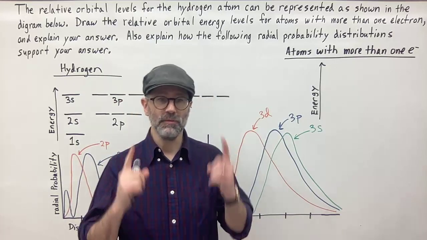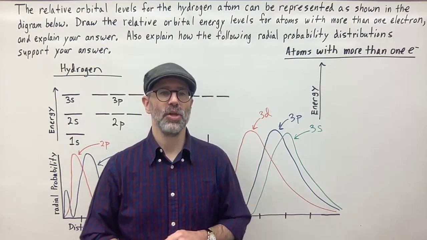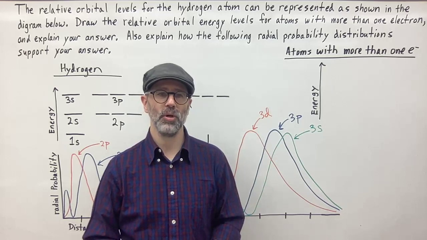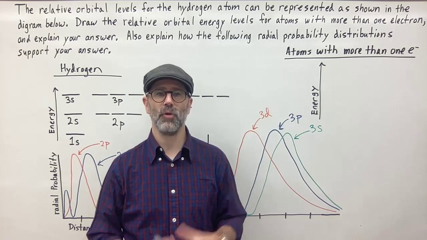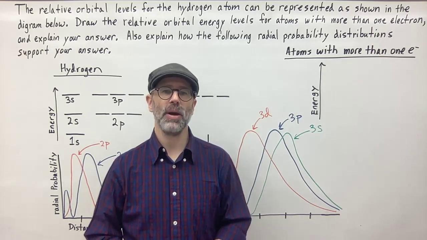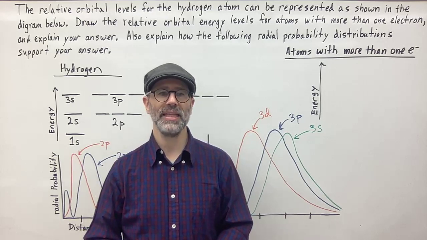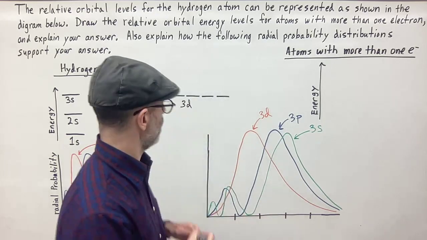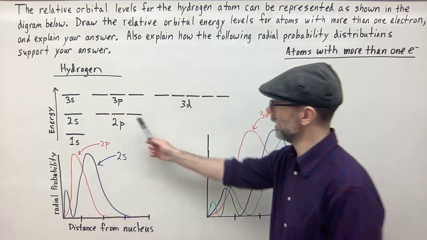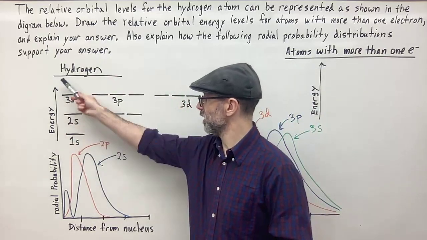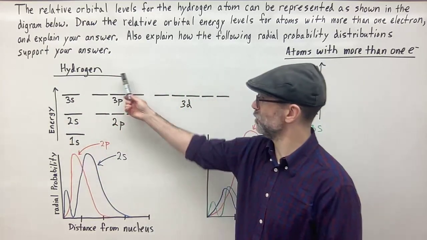So first, let's read the question. It says the relative orbital levels for the hydrogen atom can be represented as shown in the diagram below. What diagram are we talking about? This diagram right here. So here we have the energy levels of the hydrogen atom.